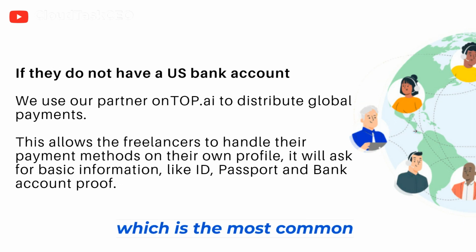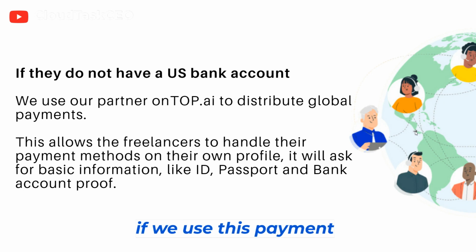And the other option, which is the most common one, is that we use our partner on top to distribute any global payments with no extra charges, right? So this allows us to pay internationally to every contractor. And this also allows the contractor to control their money. If we use this payment method, we will simply ask the contractor for their ID, passport, and bank account proof if needed.